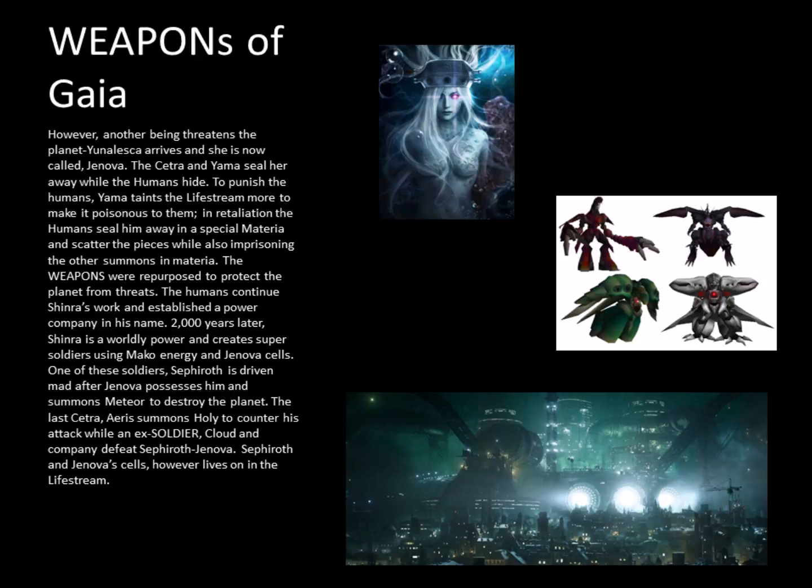2,000 years later, Shinra has worldly power that creates super soldiers making Mako energy and Genova cells. One of these soldiers, Sephiroth, is driven mad after Genova possesses him and summons Meteor to destroy the planet. The last Ketra, Ares, summons Holy to counter his attack, while an ex-soldier, Cloud, and company defeat Sephiroth and Genova. Sephiroth and Genova cells, however, live on in the Lifestream.